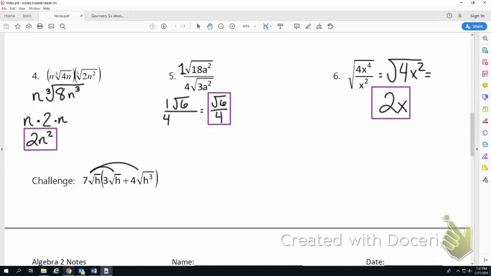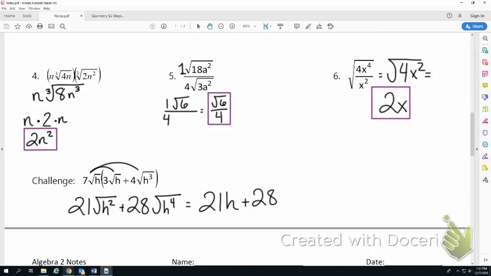So with what I asked you to do, you should have gotten 21 square root of h squared plus 28 square root of h to the 4th. Now what is the square root of h squared? So I've got 21h. What is the square root of h to the 4th? What is 21h plus 28h squared?